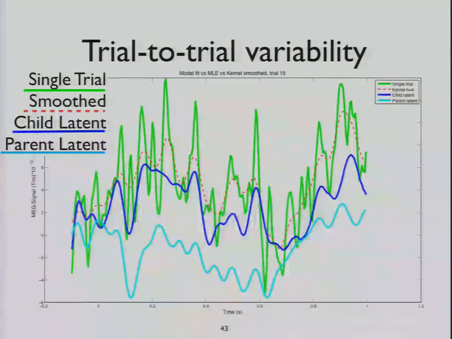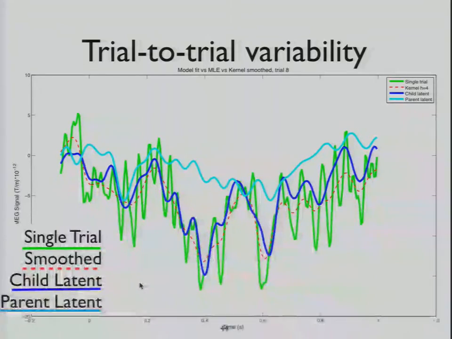To give you a sense of what this looks like in practice, this is some of the data for one of the single trials for a particular word in a particular sensor. The green line is a single trial, and just for interest's sake, I've included a kernel smoothed version of that single trial, which is the red dashed line. The cyan line is the parent latent process, and the dark blue line is the child latent process. You can see in this case, the single trial deviated quite a lot from the parent latent process. So the child is somewhere between what the parent is modeling and what the single trial has shown. I did want to point out that there's this strong dip here that didn't show up much in the single trial, but it shows up in the child latent process because it's in the parent. So you can see some of this information being transferred between the child and the parent.